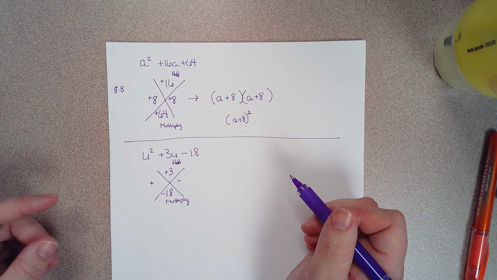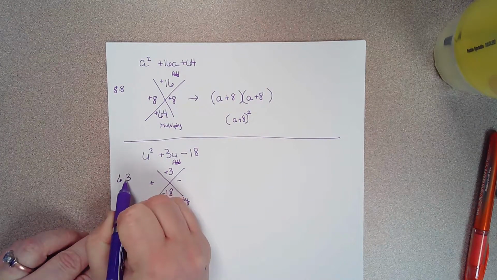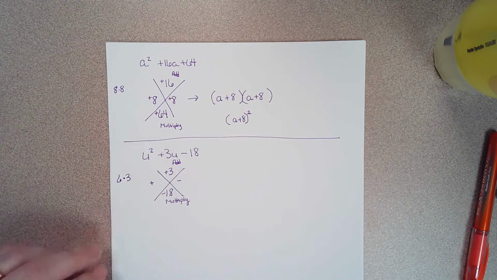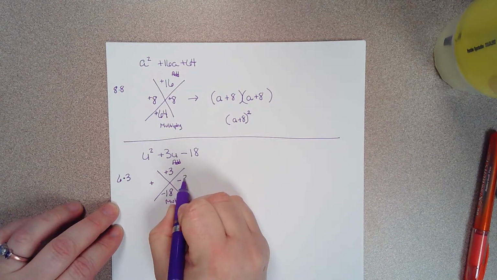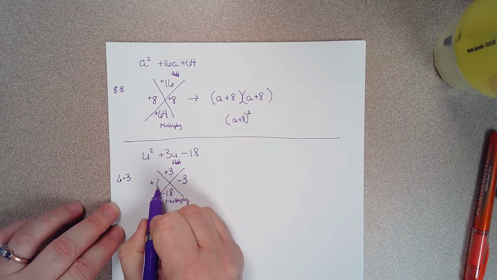6 and 3. So 6 times 3 multiplies and makes 18, correct? Does that have a difference of 3 when I subtract them? Yes, but we have to place the negative sign in a certain spot. So what do we have for the negative sign? Who gets to be negative? Negative 3. Good job. So we put the negative 3 there, so the 6 is positive here.